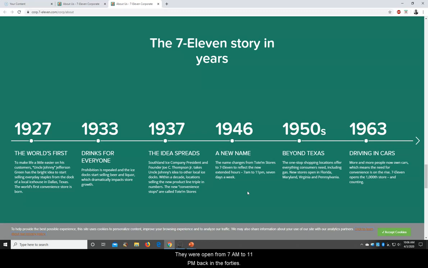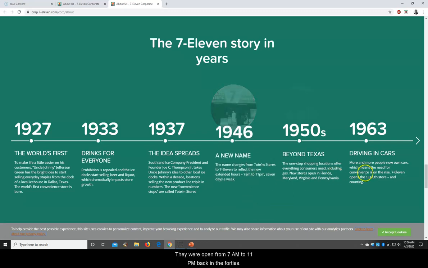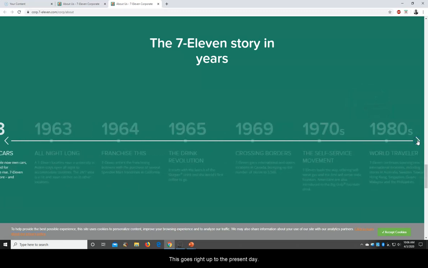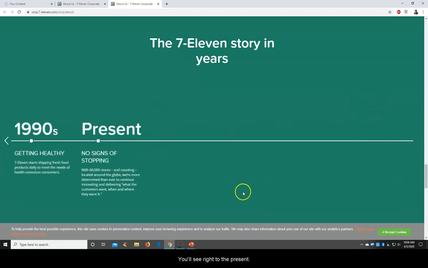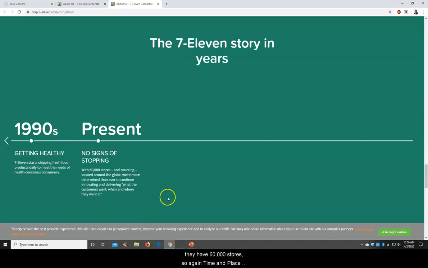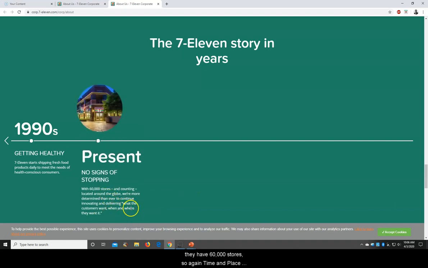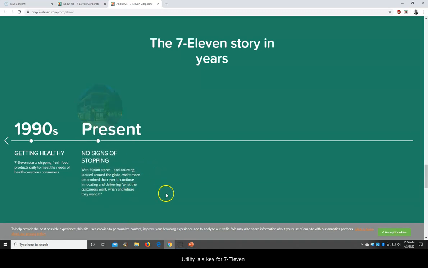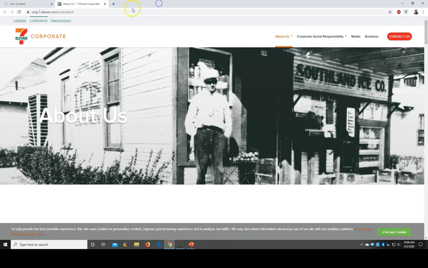They were open from 7 a.m. to 11 p.m. back in the 40s. And this goes right up to the present day. They give the customers what they want, when and where they want it. And they now have 60,000 stores. So again, time and place utility is a key for 7-Eleven.